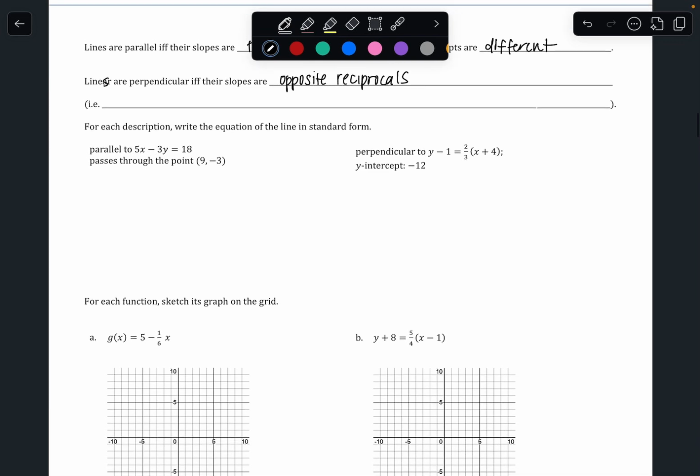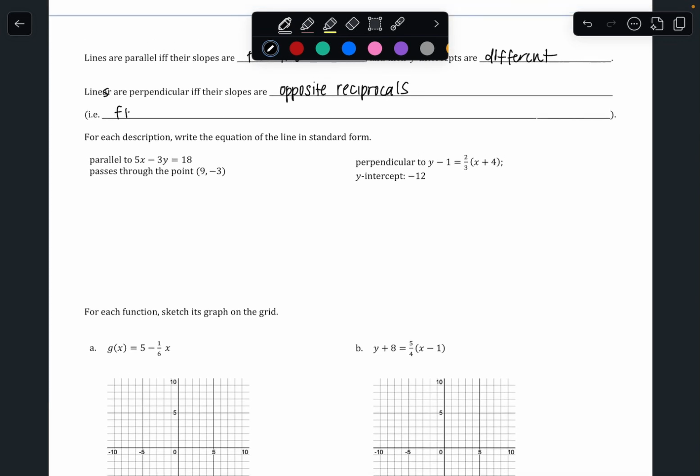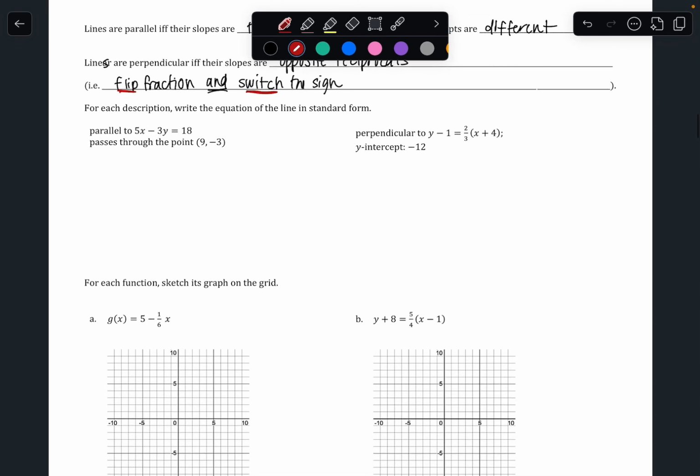Okay? And so that means flip the fraction, that's reciprocal, and switch the sign. So if it's positive, it becomes negative, and vice versa. You'll hear me say flip it and switch it. Flip the fraction, switch the sign.